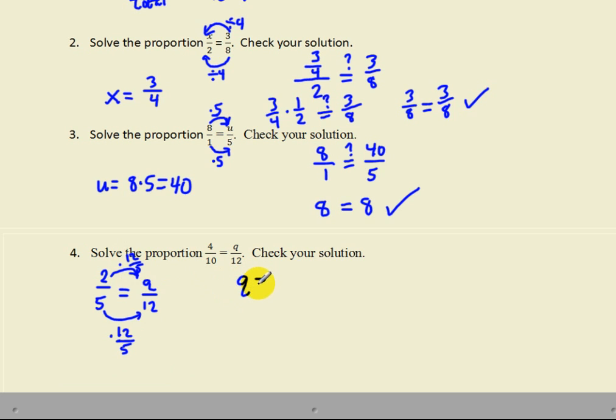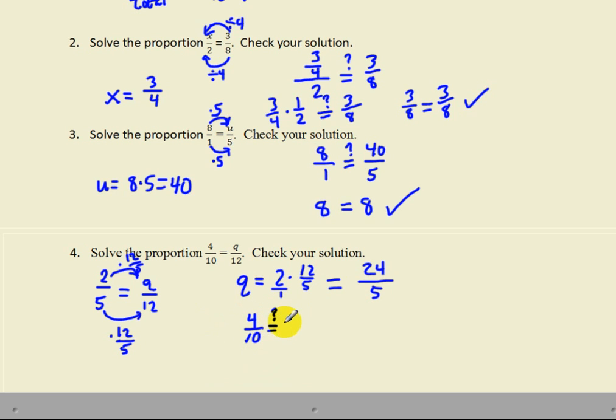So q is equal to 2 times 12 over 5. If you want, you can write that 2 as 2 over 1. So 2 times 12 will give us 24, and 1 times 5 will give us 5. And there's no simplifying that we can do there, so we're done. Then we can check our answer.